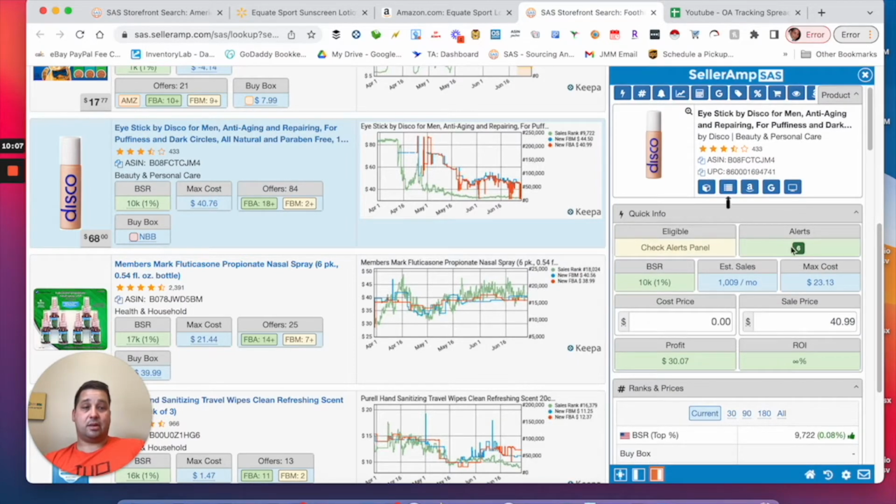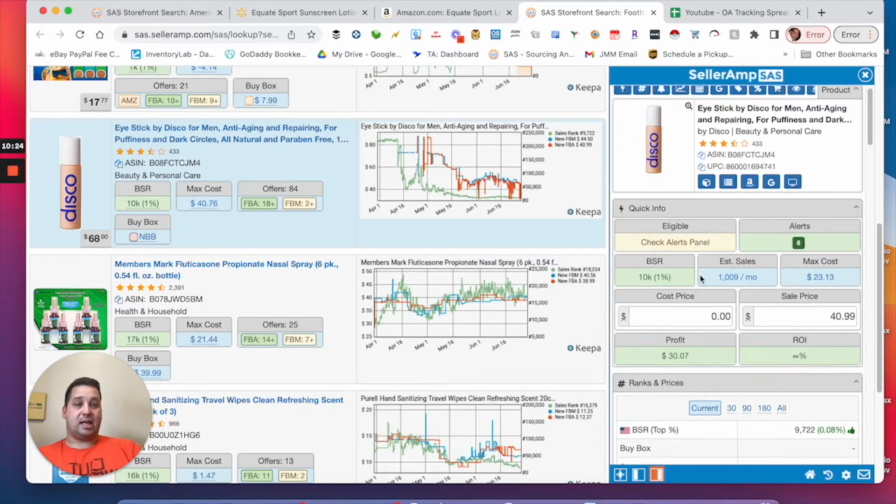Let's see what we got going on here. Estimated sales is about 1,000 a month. This is based on SellerAMP. They have their own calculations. Like any other estimates, they're not 100% accurate. They're just estimates, just like anything else.